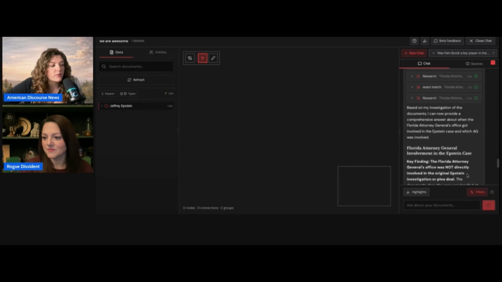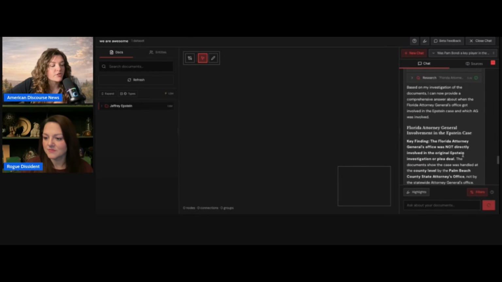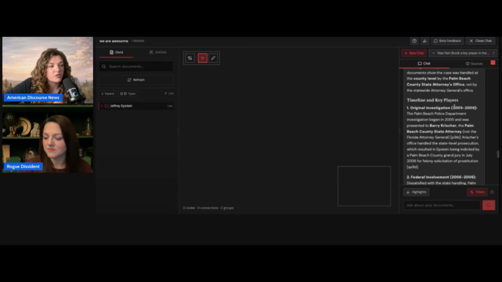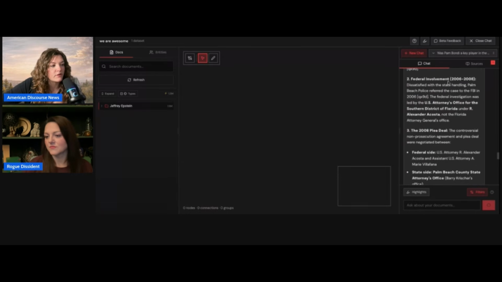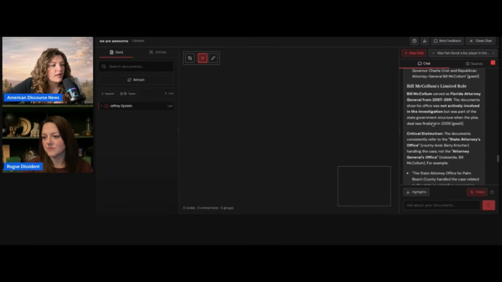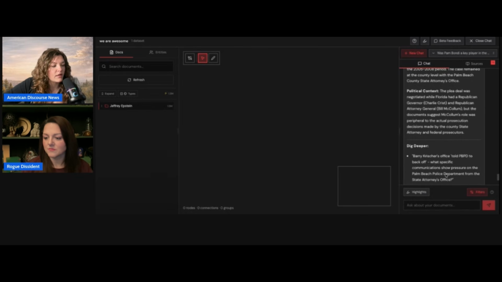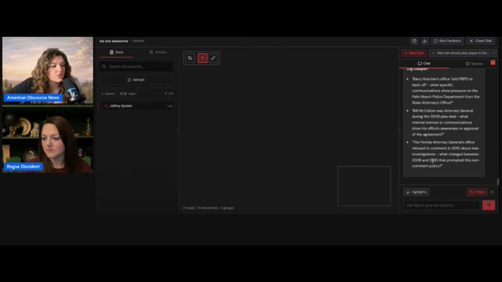Okay. So the Florida Attorney General's office was not directly involved in the original Epstein investigation or plea deal. And then the original investigation between 2005 and 2006 was these people, with federal involvement during this time. And then it's going to tell you everything you need to know about these attorney generals, which is awesome. And then what's missing from the gap is there's no evidence in the documents that the Florida Attorney General's office under Bill McCollum played an active role in investigating during the initial period.